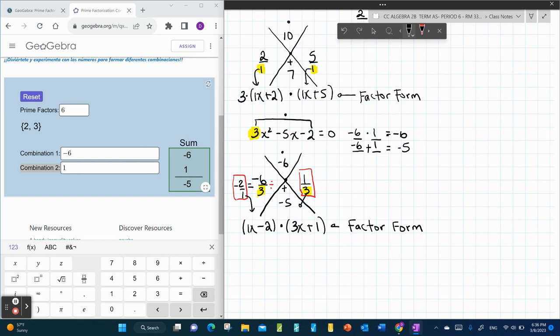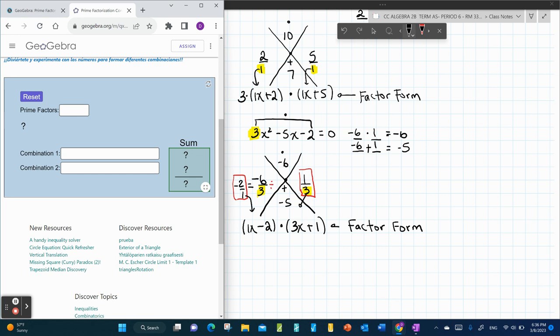And there you have it. These are the steps in order for me to complete it in factor form. These are the 3 possibilities. Okay, be reminded that the tool here on the side, its purpose is to go ahead and give you a chance to play with combinations of numbers.